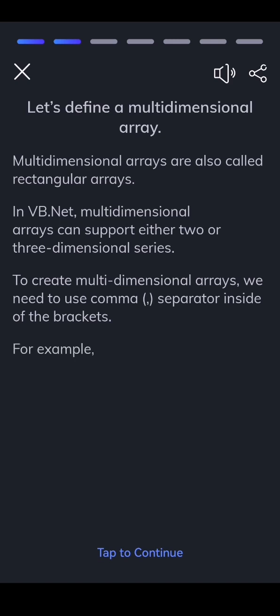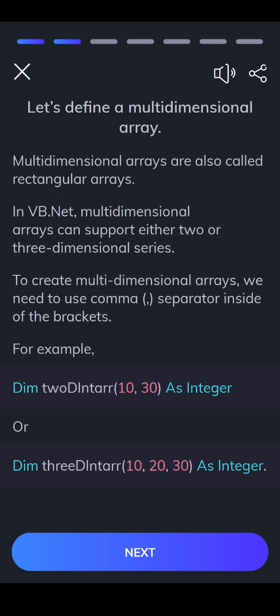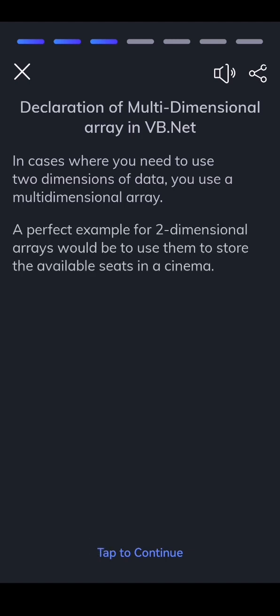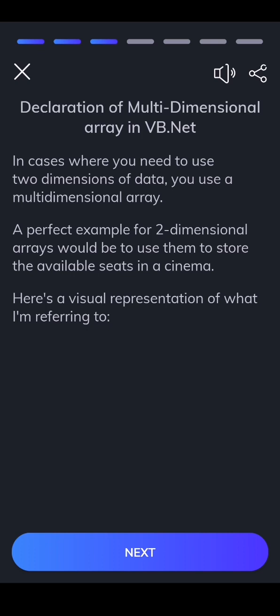For example, or. In cases where you need to use 2 dimensions of data, you use a multi-dimensional array. A perfect example for 2-dimensional arrays would be to use them to store the available seats in a cinema. Here's a visual representation of what I'm referring to.